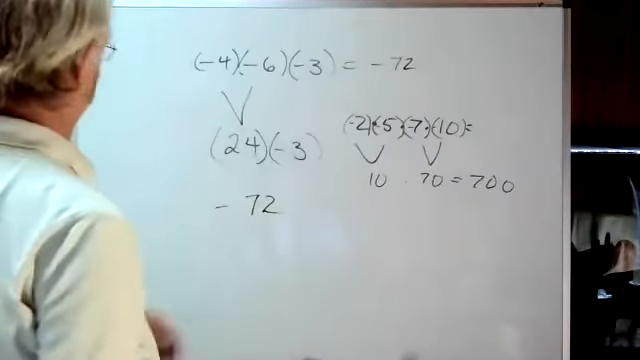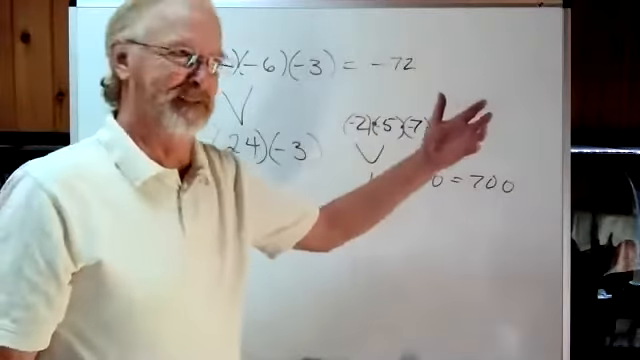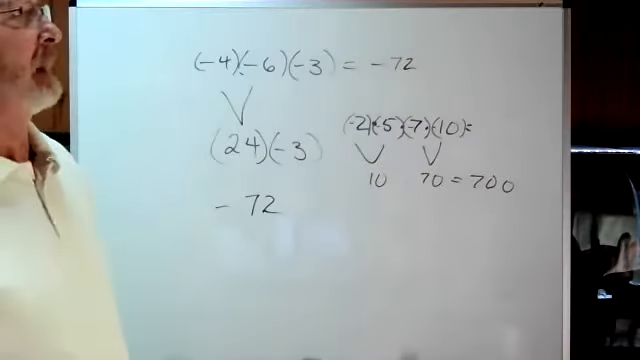What's different? My board's banging around today. So an odd number of negative signs results in a negative number. An even number of negative signs results in a positive number.